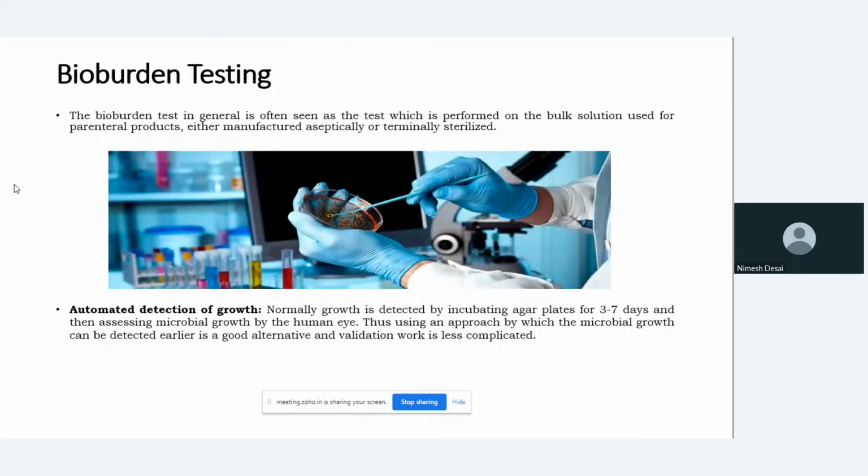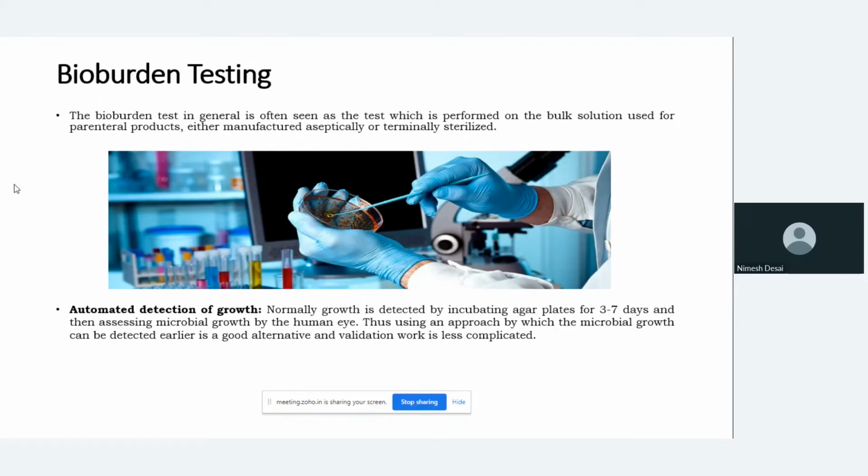So here we explained the microbial limit test. Now another test is the bioburden test. In the pharmaceutical industry, the bioburden test is in general the test performed on the bulk solution used for parenteral products, either manufactured aseptically or terminally sterilized. So it is just a pre-ensuring test for whatever product we are manufacturing and claim as sterile. Prior to sterilization, we ensure the bioburden level of that bulk solution. For that, we perform the bioburden test.